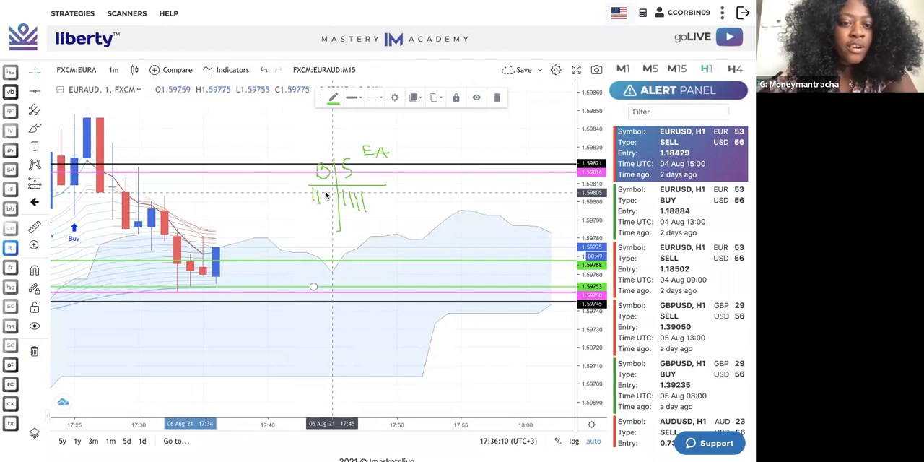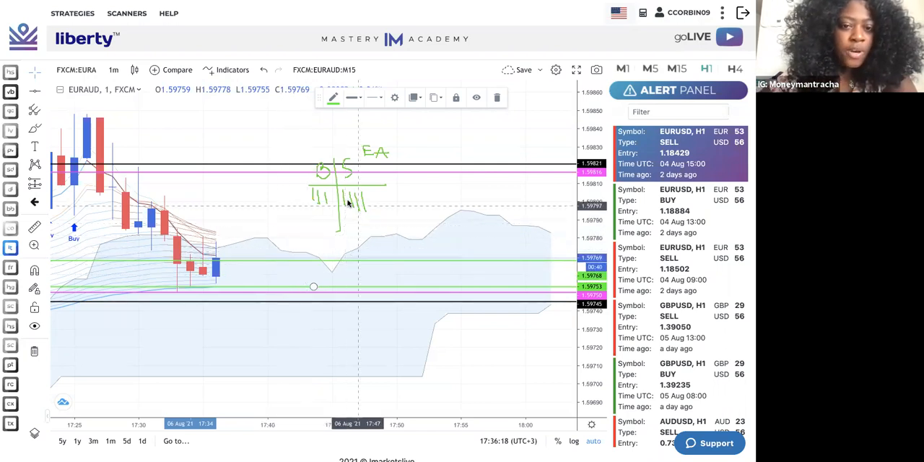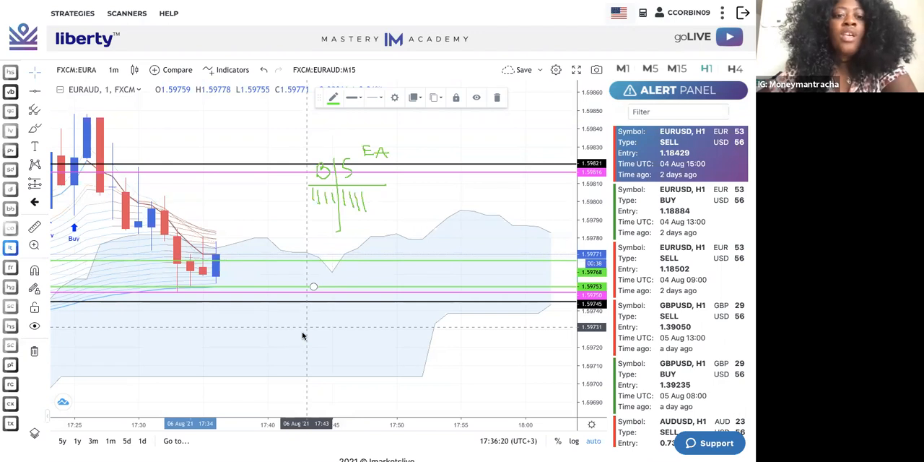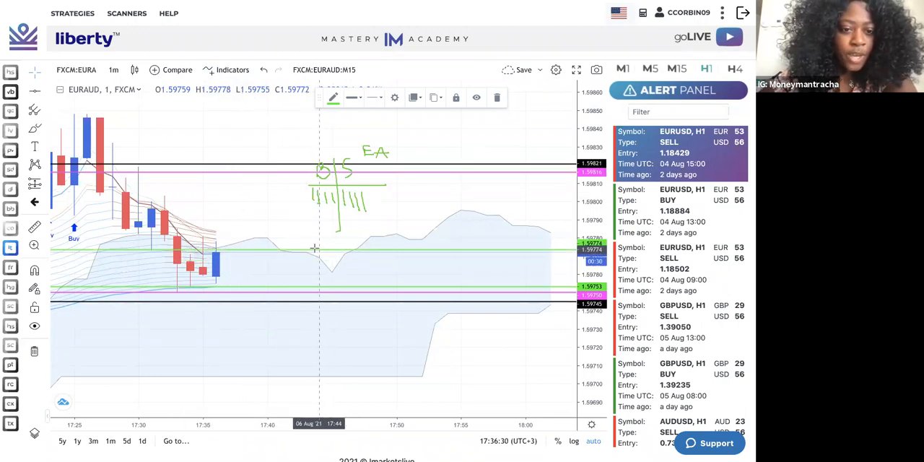Same questions. What color is the current candle? Blue. Is it above or below the clouds? In the middle. Is it above the clouds? It's in the middle. And what color is the cloud? Blue. So in this case, y'all, we literally got a 4-4. So we really can take the trade either way. But lucky for us, we already have our entry points.